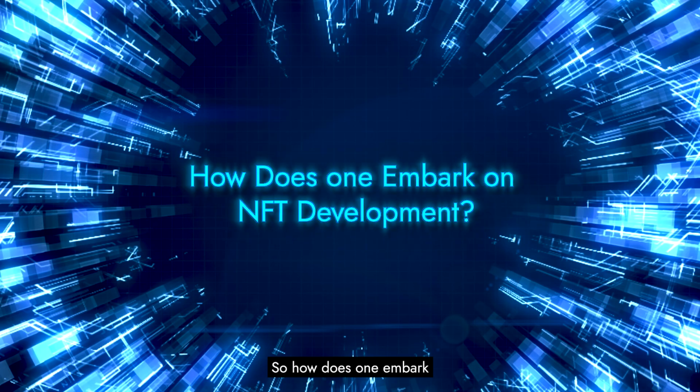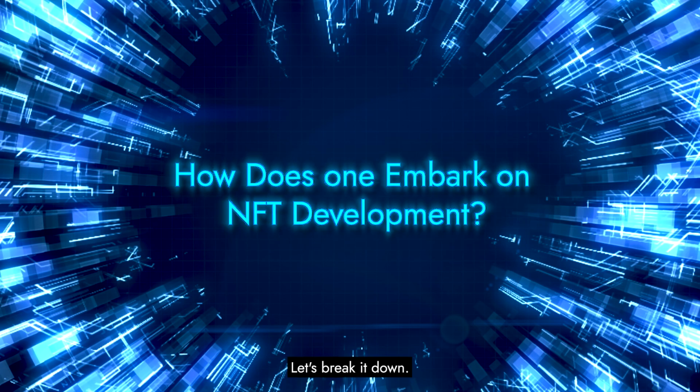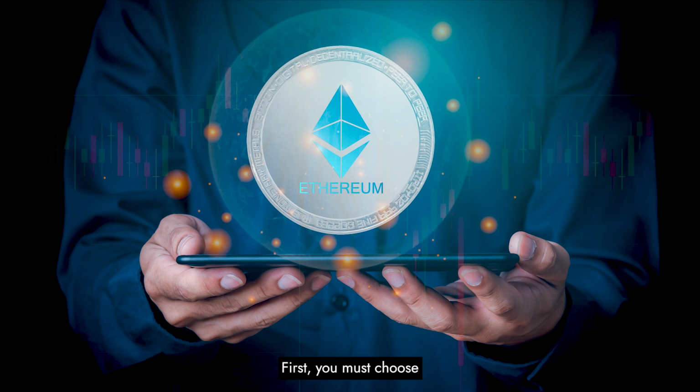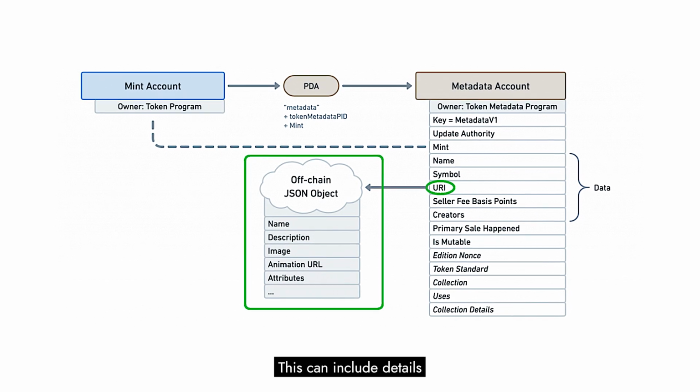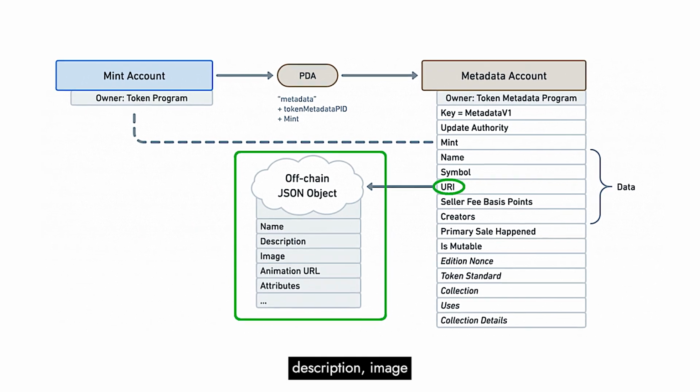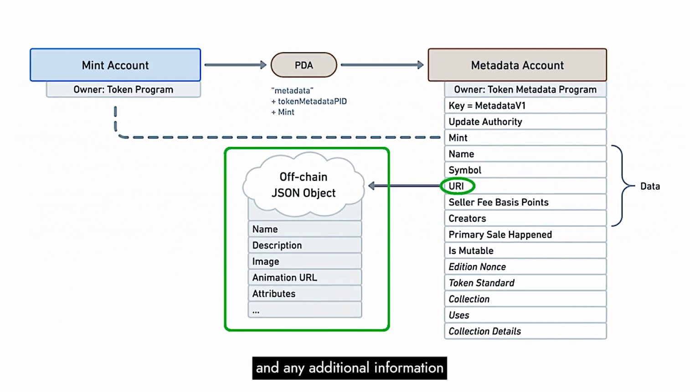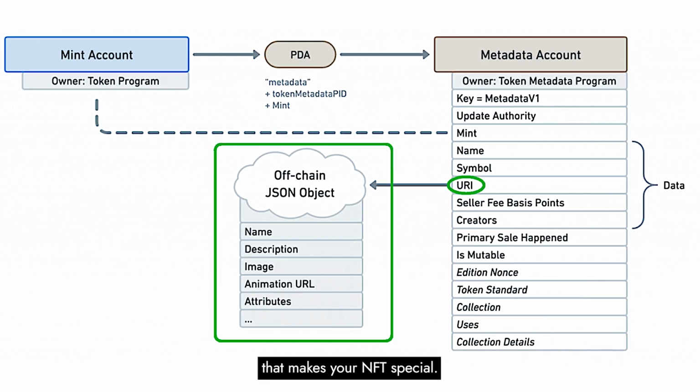So, how does one embark on NFT development? Let's break it down. First, you must choose a blockchain platform like Ethereum, widely used for NFT development. Next, you define the attributes and metadata of your digital asset. This can include details like the title, description, image, and any additional information that makes your NFT special.